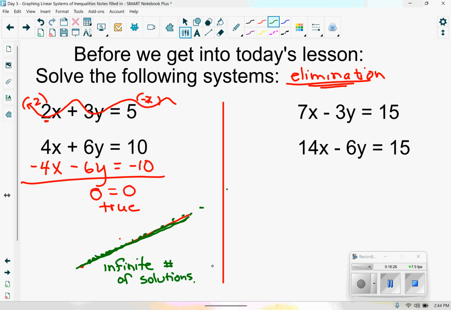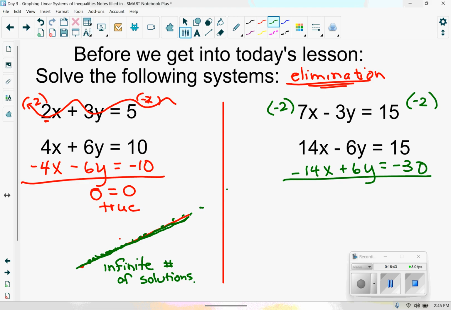All right, let's try this one. Again, I'm going to turn this 7x into a negative 14. So I'm going to multiply everything up there by negative 2. That becomes negative 14x plus 6y equals negative 30. Whoa, the x's cancel out. The y's cancel out. So I'll have 0 on this side. Over here, 15 minus 30 is negative 15.